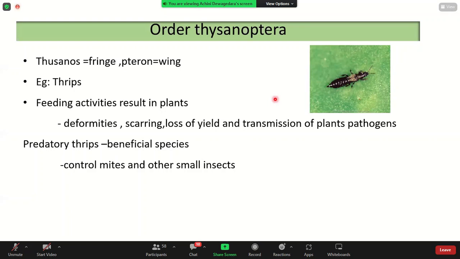Right? And some thrips are there which are beneficial for us. They act as predatory thrips. They eat the pests we have, like mites. Some thrips do that. So they are beneficial for farmers because they consume other pests, right? So these beneficial predatory thrips can be used to control other pests like mites and other small insects.